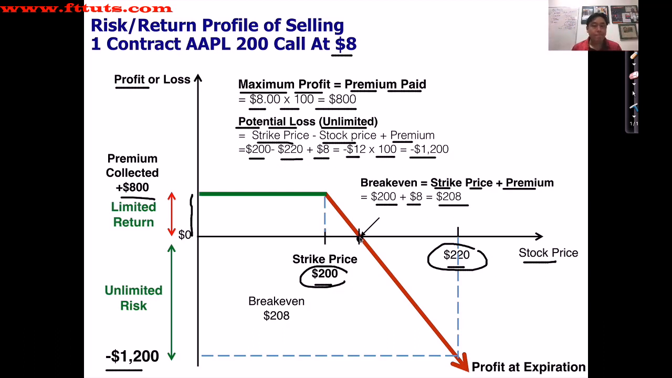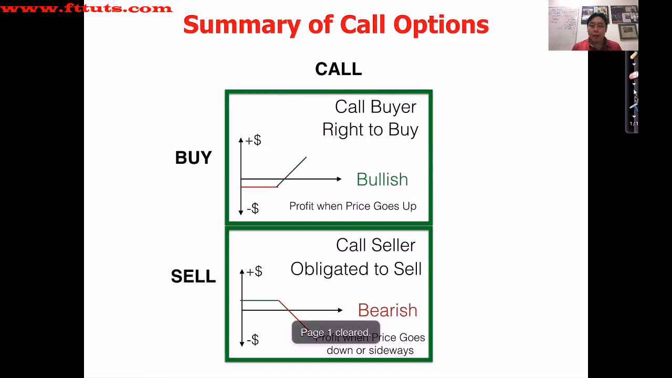Okay, great. So to summarize call options. For call options, you can buy a call or you could sell a call. And when do you buy a call? You buy a call when you are bullish, when you expect the price to go up, and you profit when the price goes up. As a call buyer, you have the right to buy the shares at the strike price. And your profit graph looks like that. Limited risk, unlimited return.